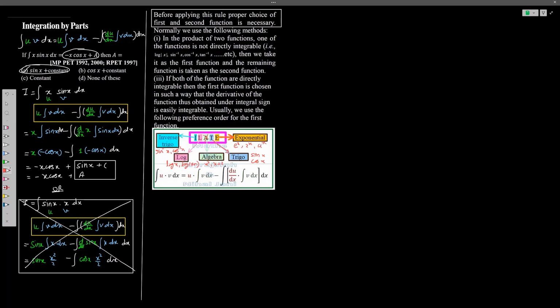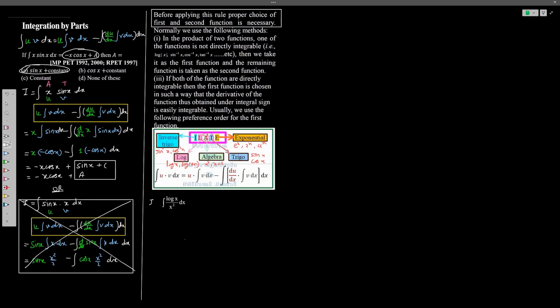Done? Select the function from the right side. The function that comes first will be your u. Like in this case, x is algebra and sin x is trigonometry. So as you can see, algebra comes first, then trigonometry. So algebra should be selected as u. Correct? With more practice you will get more ideas.